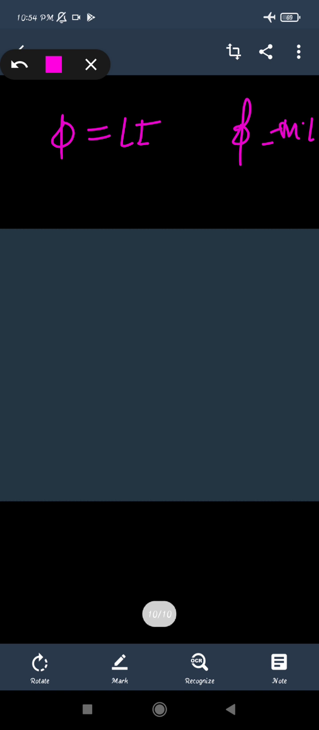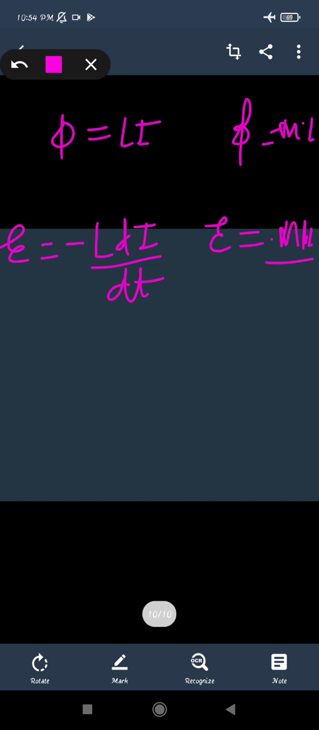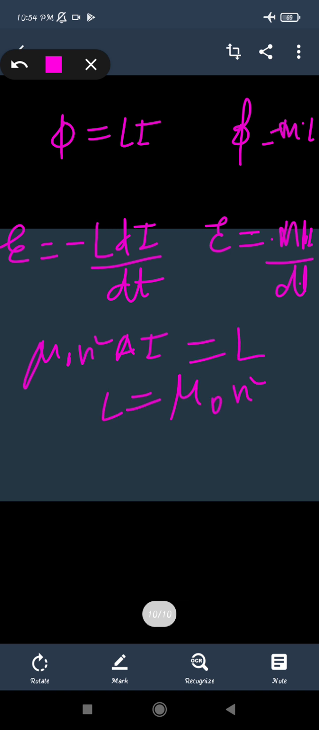Okay, and if we talk about epsilon, that is the induced EMF, then it will be minus L di by dt. Similarly here, the induced EMF will be minus M di by dt. And we have also seen that for the current carrying solenoid, mu naught n square A was taken as L, that is, inductance was taken as L equals mu naught n square A l. If you are taking capital N, then it will be L.